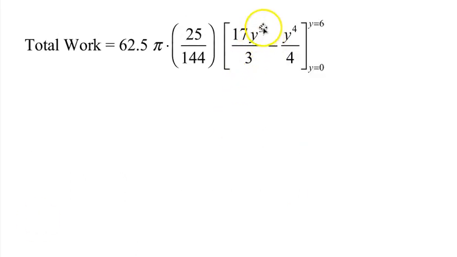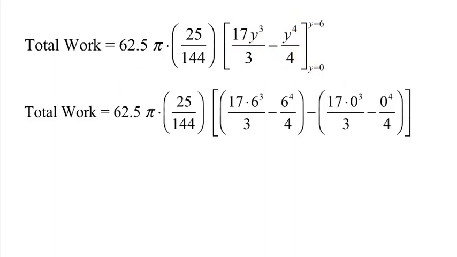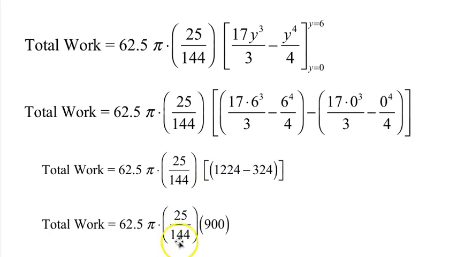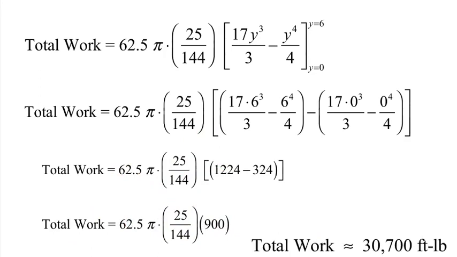Plugging in 6, 17 times 6 cubed over 3 minus 6 to the 4th over 4, minus plugging in 0, 17 times 0 cubed minus 0 to the 4th over 4. And what do we get? This piece simplifies into 1224. This piece simplifies into 324. That goes away. Those are zeros. That subtraction, of course, gives us 900. And all we have to do now is go ahead and multiply that stuff out to get an approximate solution. And what do we get? We get approximately 30,700. Again, I stuck with 3 significant figures this time. 30,700 foot-pounds approximately. And that will conclude this lesson.